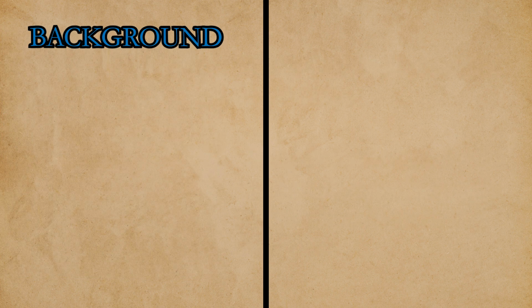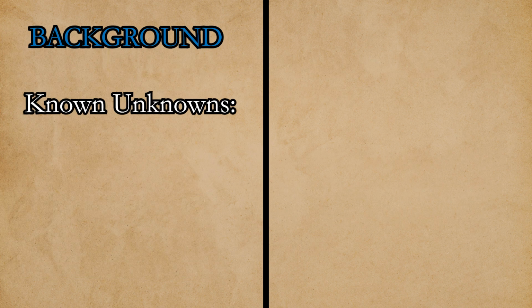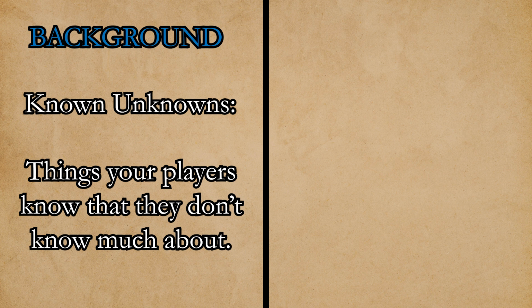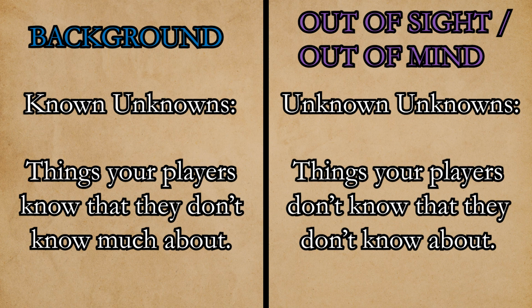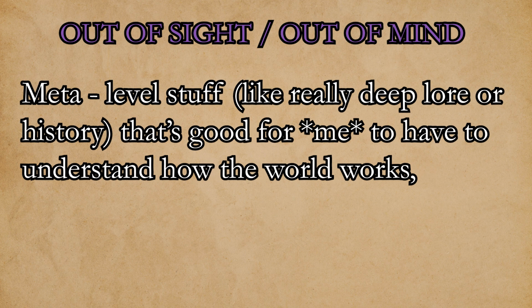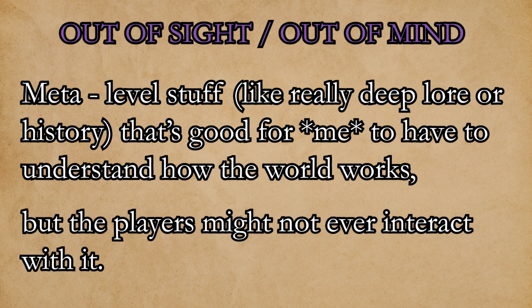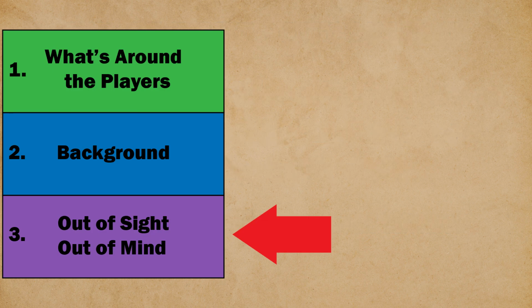If the background tier consists of known unknowns, basically things your players are aware they don't know much about, then this tier would be the unknown unknowns, things your players don't know that they don't know. For me, this is almost for meta-level stuff, like really deep lore or history that's good for me to have because it helps me get a sense of how this world works, but the players might not ever interact with this stuff. That's why I put those kinds of things at the bottom priority.